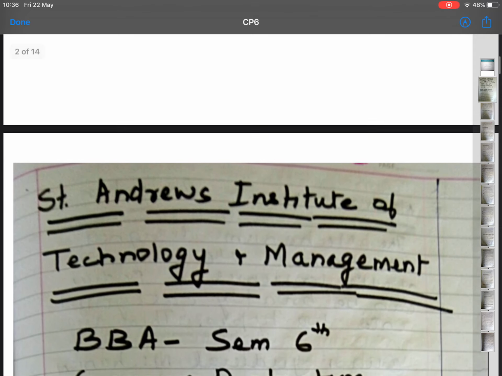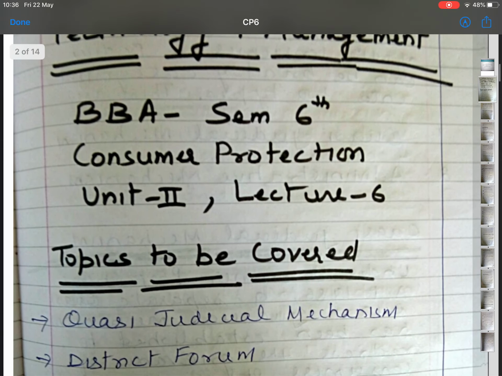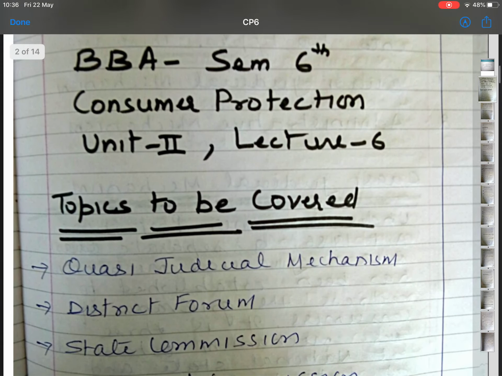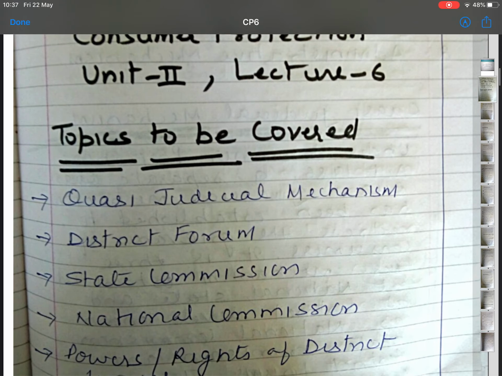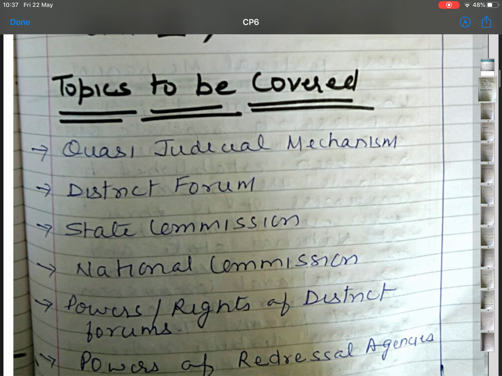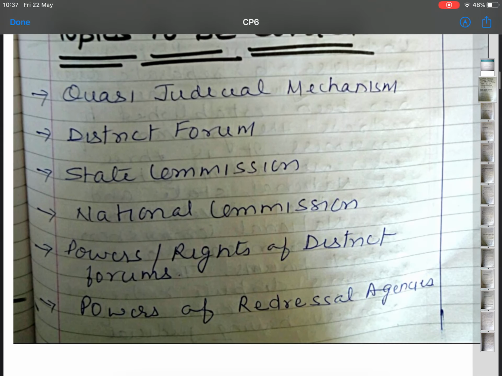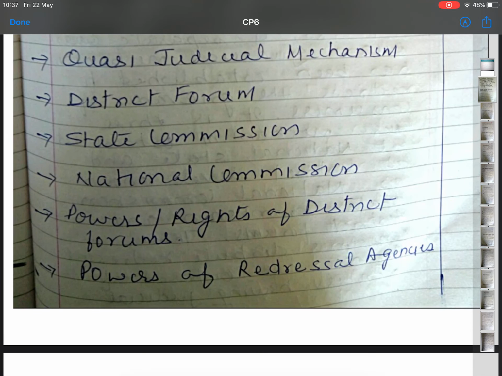The topics I'm going to cover in this lecture are quasi-judicial mechanism, district forum, State Commission, National Commission, power and rights of district forum, power of redressal agencies.